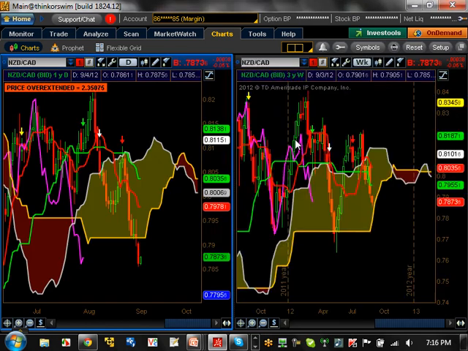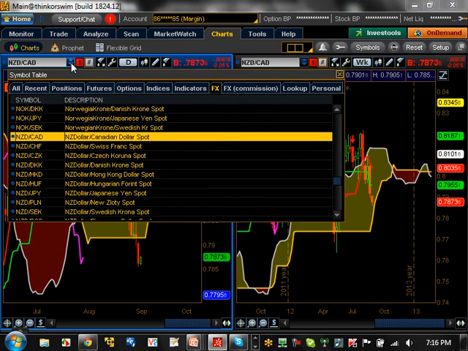New Zealand CAD. Really, if you come here, the sentiment's basically bearish. Really means nothing, because if you look at the weekly, it's basically in the cloud, so there's nothing really going on as far as that's concerned.